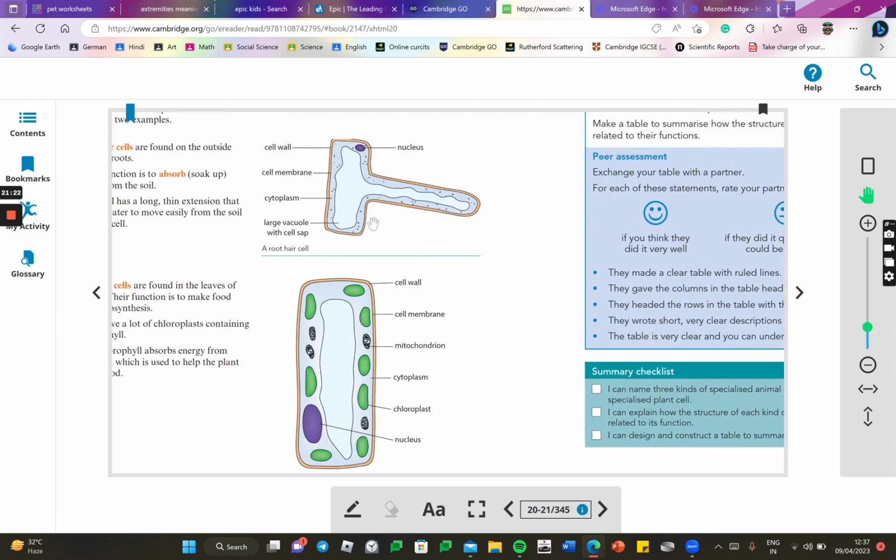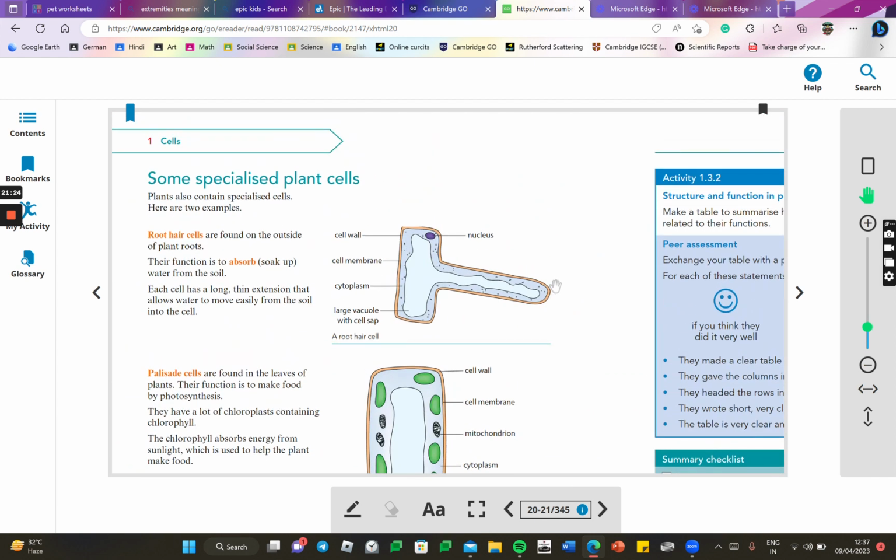So here we can see our root hair cells. They are found on the outside of plant roots. Their function is to absorb water from the soil. Each cell has a long, thin extension that allows water to move easily from the soil into the plant. Now, you can see that there's a very long extension in front of it that absorbs the water and takes it inside the cell.